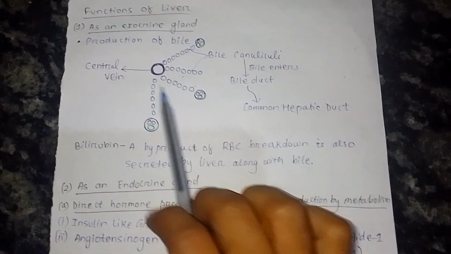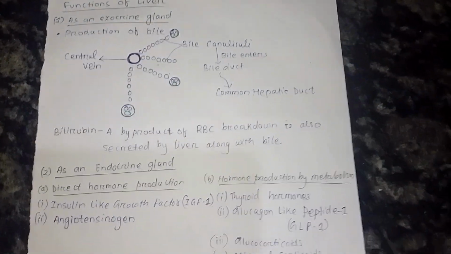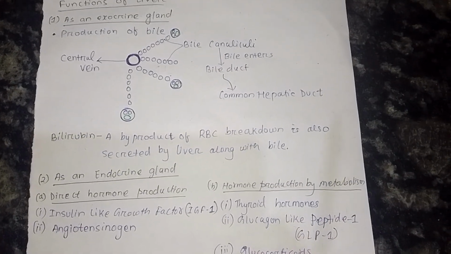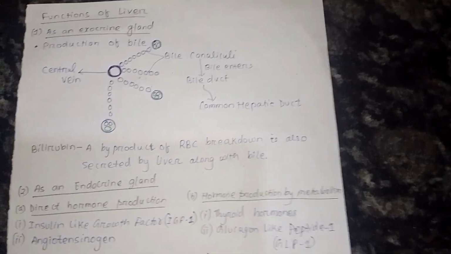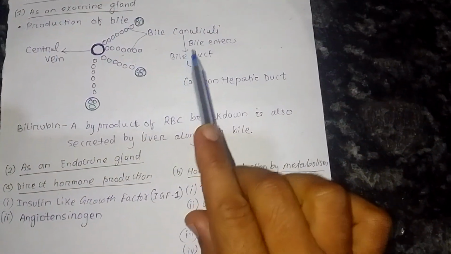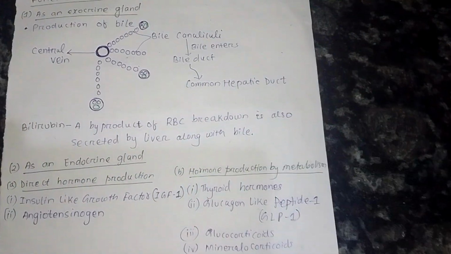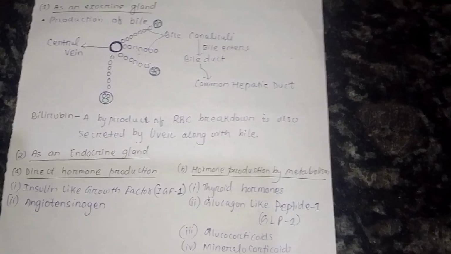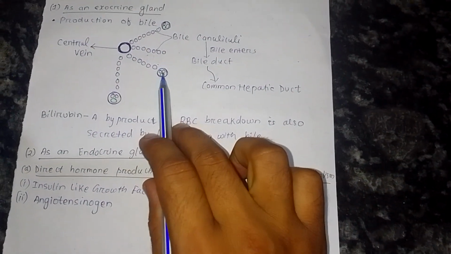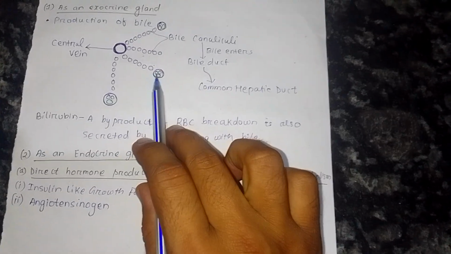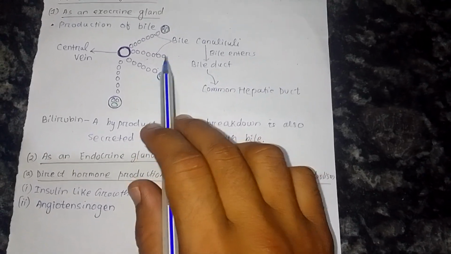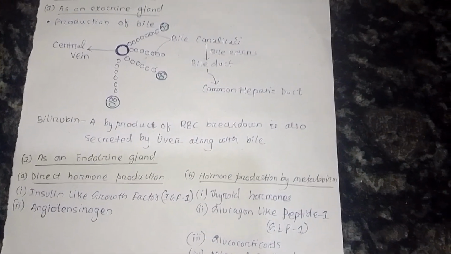First, as an exocrine gland. As an exocrine gland, liver produces bile. This bile is produced in the bile canaliculi, which are collected and sent to the bile duct near the hepatic triad. In this, it goes to the bile duct here, and the bile duct opens into the common hepatic duct. We will talk about it later.